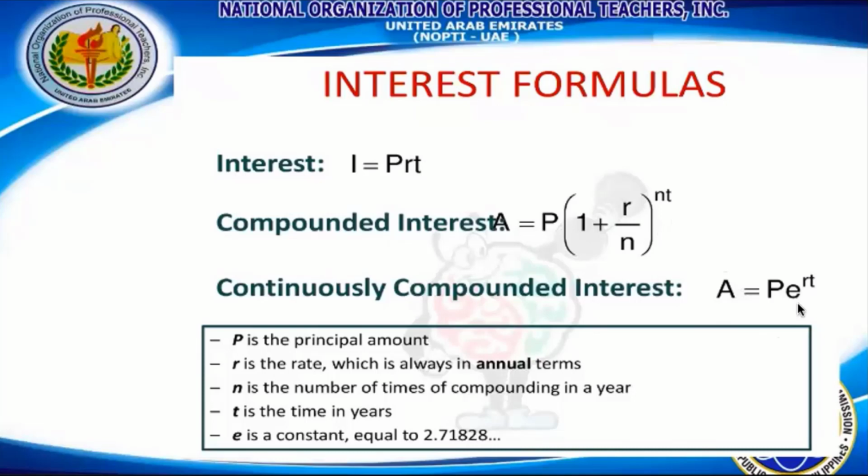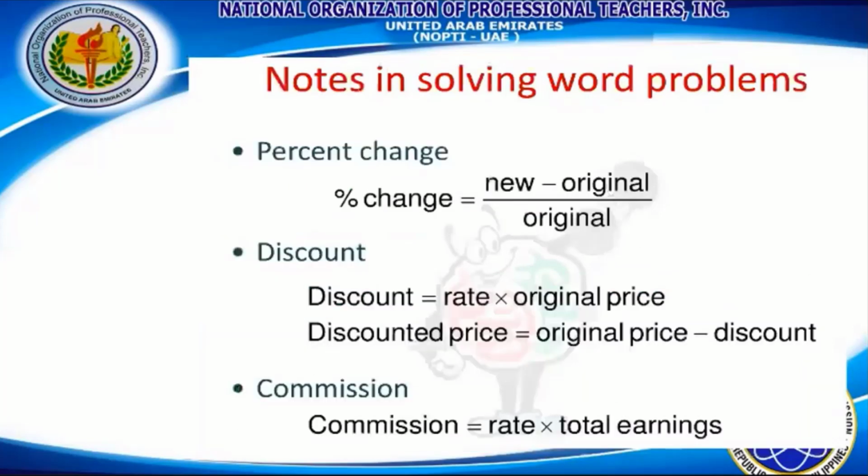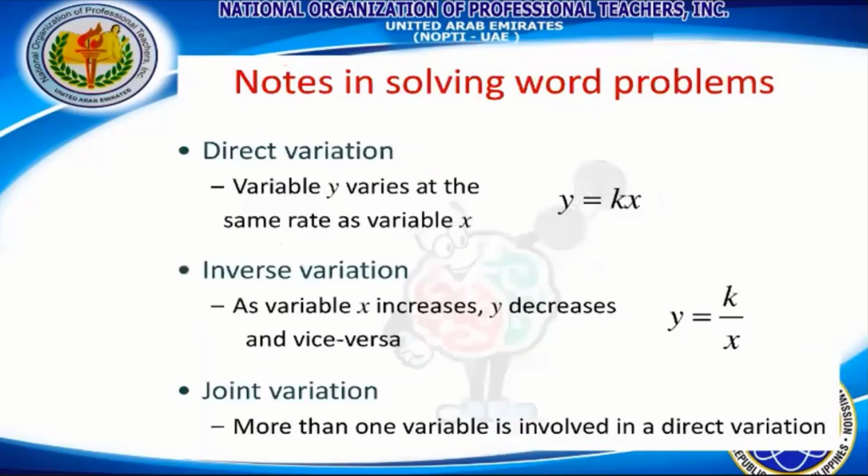Usually kasi may mga interest problems, pero hindi naman, as I have always been saying, hindi naman yung masyadong makalculate. Okay? Simple calculations lang. Yung kayang-kaya lang ng mga teachers. Percent change: new minus original over original. Discount. Commission. Okay na yan. Direct variation. Inverse variation. Joint variation.